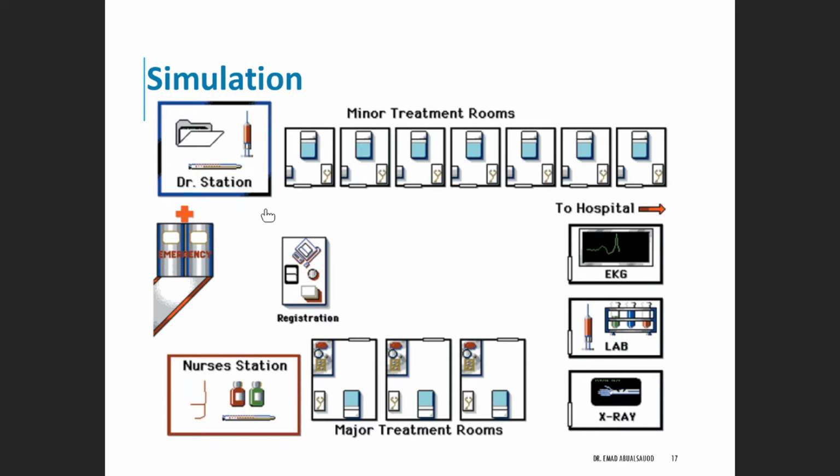Why do we do simulation, and what is the concept, first before we go to the definition? Look at this layout of a hospital, where there is the emergency and the registration, and then we have minor treatment rooms, major treatment rooms, then the other departments in the hospital: labs, x-ray, the radiology department, the nurses station, the doctor station.